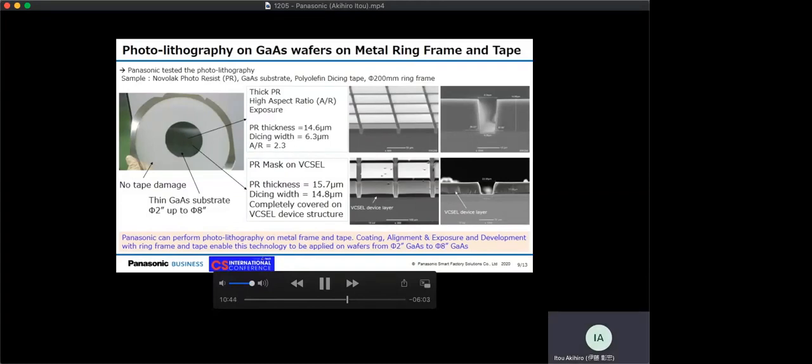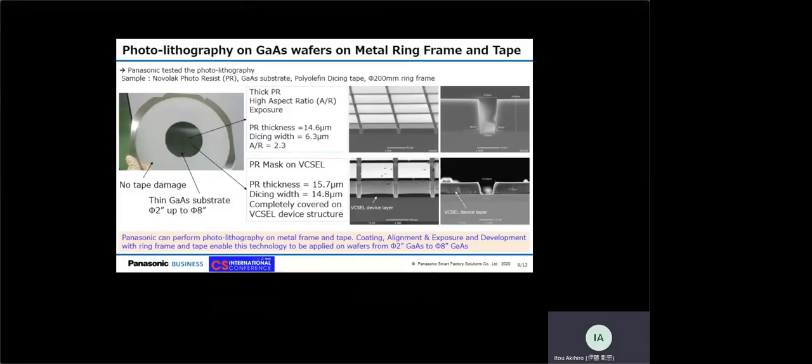The photoresist thickness of 15.7 micrometer, dicing width of 14.8 micrometer, and photoresist completely covering the pixel device structure is achieved. Thus, Panasonic can perform photolithography such as coating, alignment, exposure and development with metal ring frame and tape. And this technology is applied on gallium arsenide wafers from 2-inch to 8-inch.